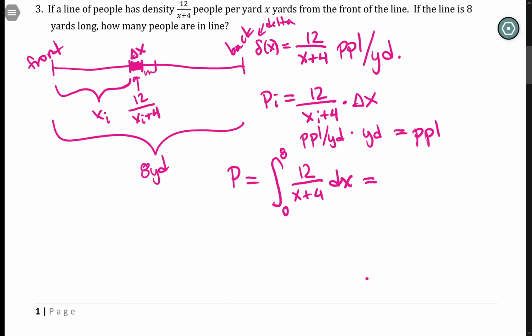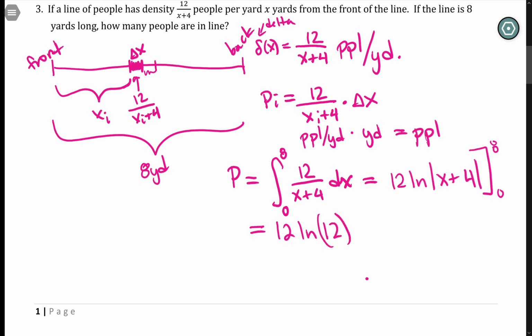So let's see, that's an x to the first power in the bottom. So this is going to be a natural log. You want to think really carefully about if you have a chain rule to worry about, but we don't here. The derivative of x plus 4 is 1. So we're going to go from 0 to 8, which equals 12 times the natural log of 12 minus 12 times the natural log of 4. We can combine them if we want, not that you have to, but just to save me from typing more into my calculator.